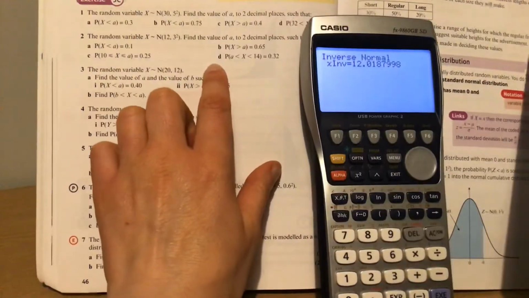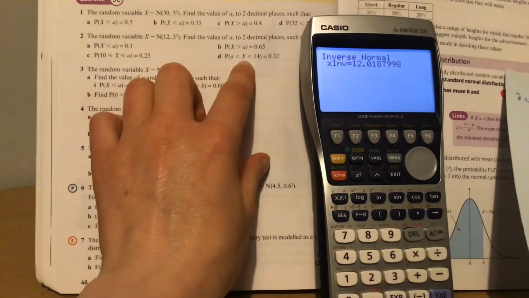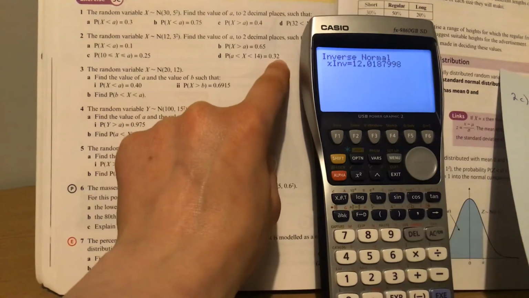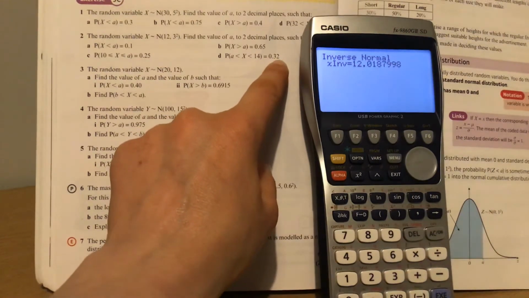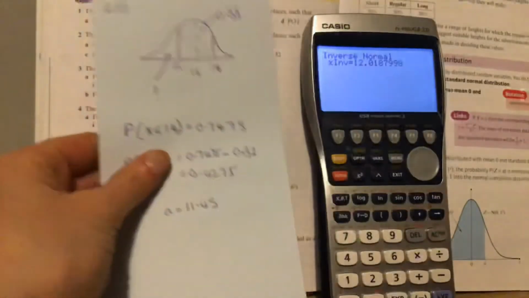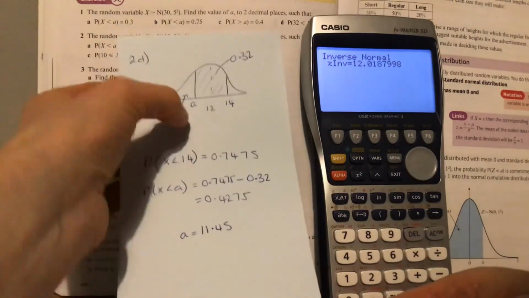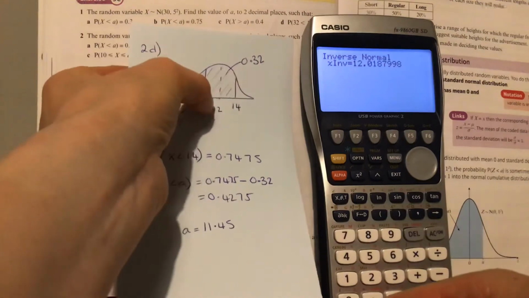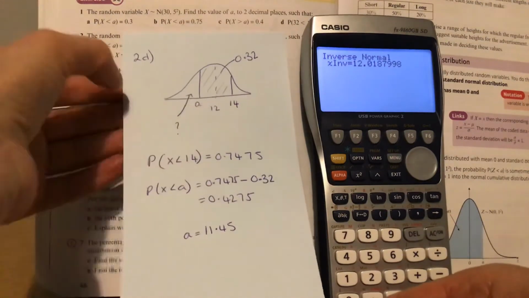For the last question, I want to find the value of a such that the probability that x is between a and 14 is 0.32. I've got myself another diagram here. It's always worth drawing a diagram. So this area here is 0.32.